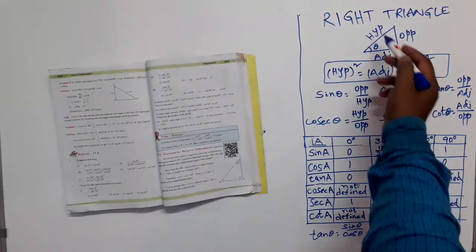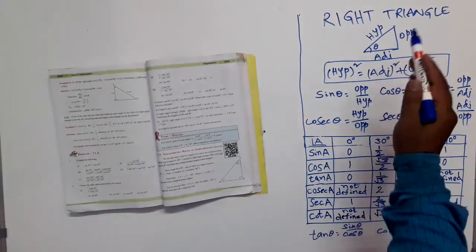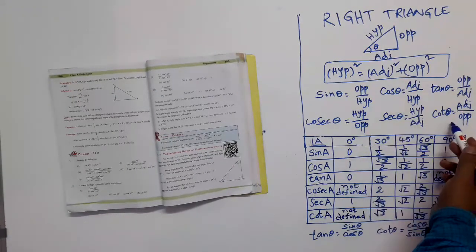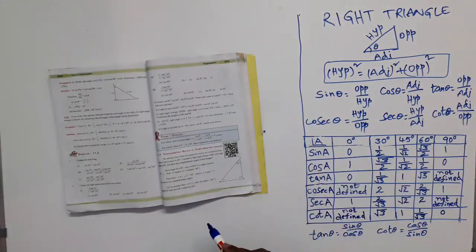Cos is adjacent by hypotenuse. Tan is opposite by adjacent. Cosecant is the reciprocal of sine. Secant is the reciprocal of cos. Cot is the reciprocal of tan.